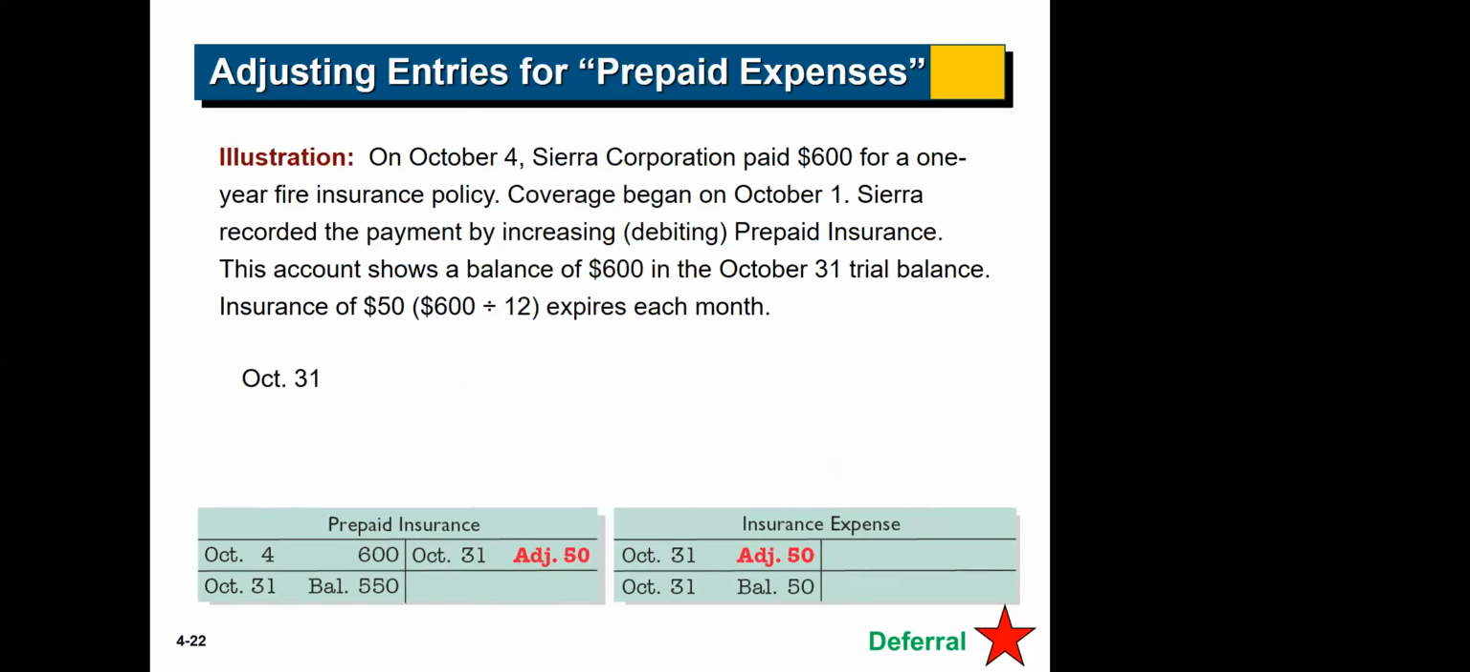So how do they get the $50? It's the total insurance policy, which is $600. Up here, they tell you it's for a full year. So 600 divided by 12. So that tells you every month they're going to do an adjusting entry for $50. If after the first month they cancel their insurance policy, they're going to get a refund of $550 because they've only used up $50. Okay?